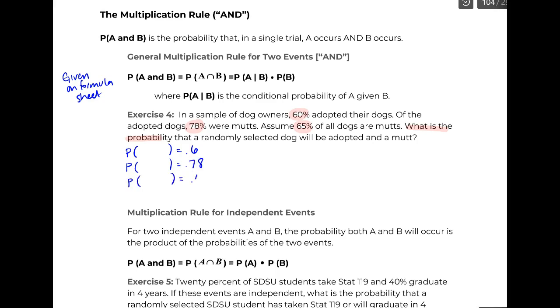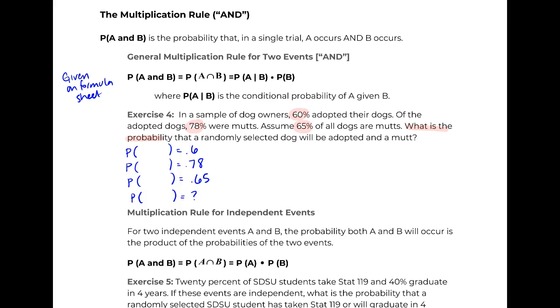What is the 60%? What is the 78%? What is the 65%? And what is it we're looking for? Because as I said, this is the crucial thing. If you can do this, you can use the given formulas and life is fairly easy. So pause the video, fill these out.